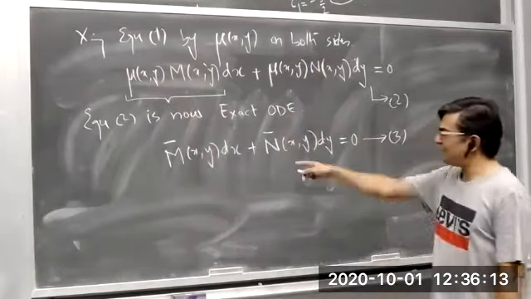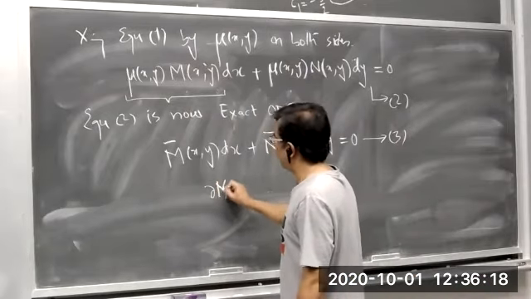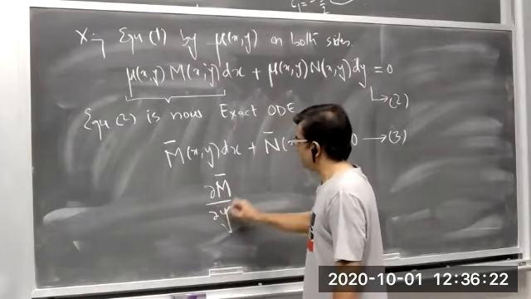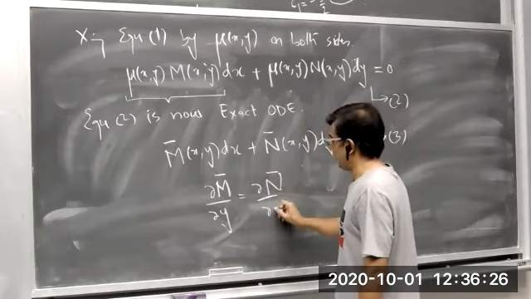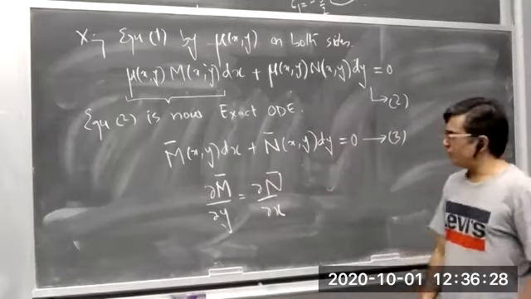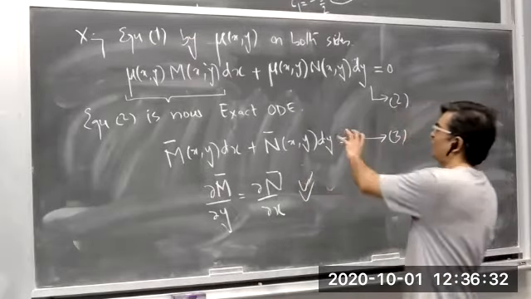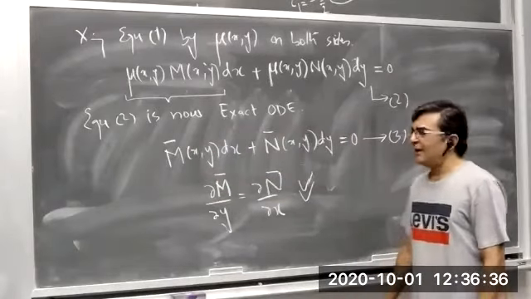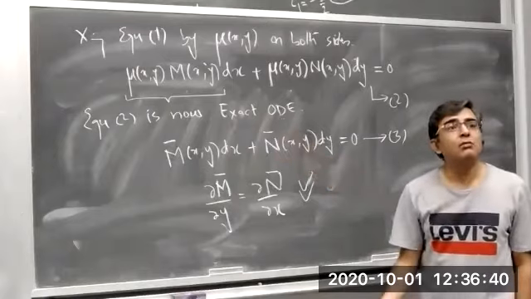Now this equation must be exact. You can check the criteria for exactness again. Partial m bar over partial y must be equal to partial n bar over partial x. So this must be true. If this is true, then what is this equation now? An exact differential equation.